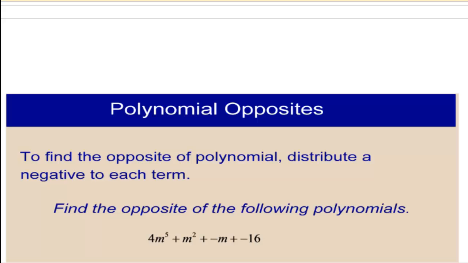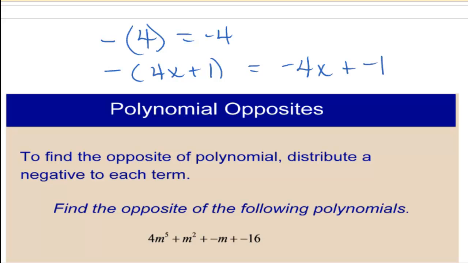Let's talk a little bit about opposites. If you think about the opposite of 4, we know that the opposite of 4 is negative 4. If we think about the opposite of 4x plus 1, the opposite of 4x plus 1 is negative 4x plus negative 1. Well, we're going to be working with polynomial opposites, which is actually what I just showed you in the second example. The way that you find the opposite of a polynomial is you distribute a negative to each term within the polynomial. So let's look at an example.